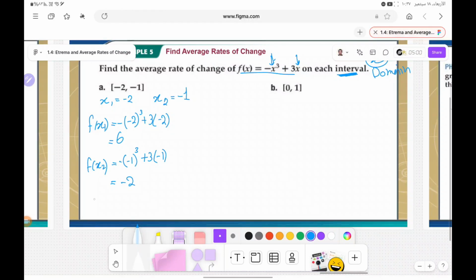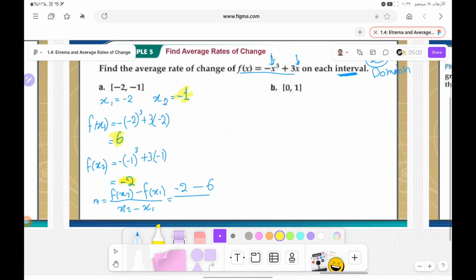The formula of the slope or the rate of change is f of x2 minus f of x1, over x2 minus x1. So f of x2, we already found, is equal to -2. So I write -2 minus f of x1, and f of x1 is equal to 6. So it's -2 minus 6, over x2, which is given here as -1, minus x1, which is -2.